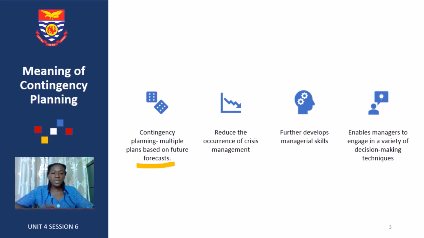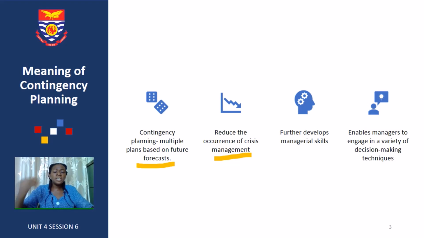What if this happens? What if this happens? And that is what contingency planning is about. You are doing the what ifs into the future. And these help you reduce crisis management. Crisis management is about when a crisis happens, how do you solve it? How do you work with this? How do you manage it?